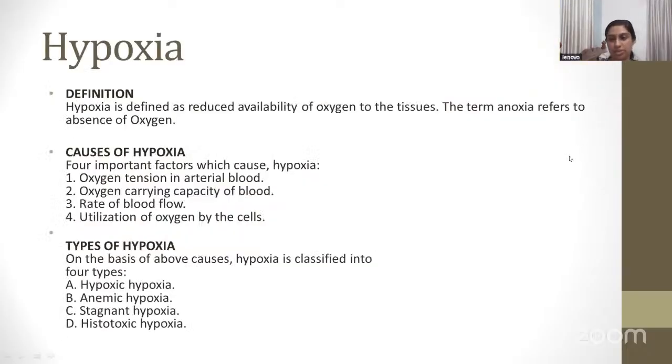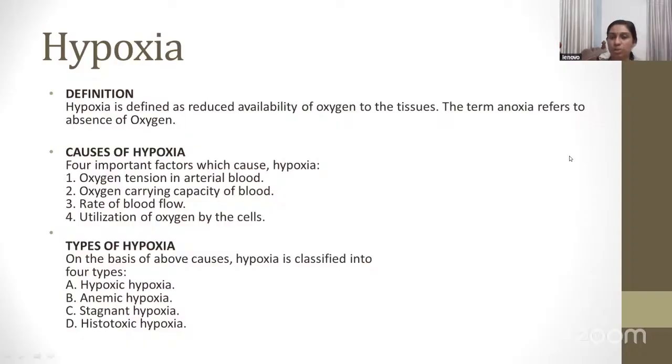Next is hypoxia. As the term indicates, hypo means something less. So it is defined as a reduced availability of oxygen to the tissues. The term anoxia refers to absence of oxygen, but absence of oxygen is not practically possible in a living body. So hypoxia is nowadays used as a common term. So what are the causes of hypoxia?